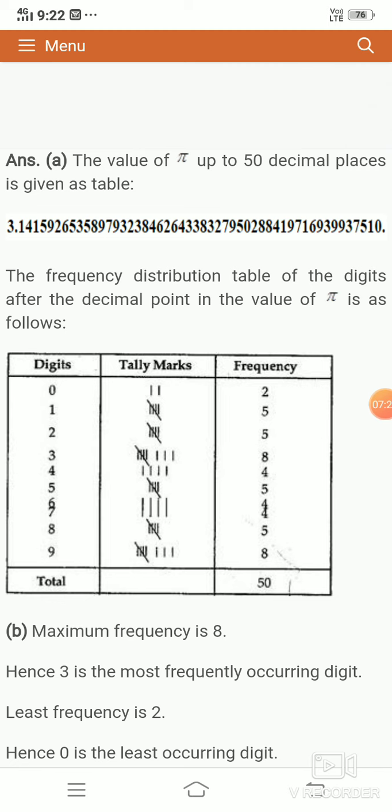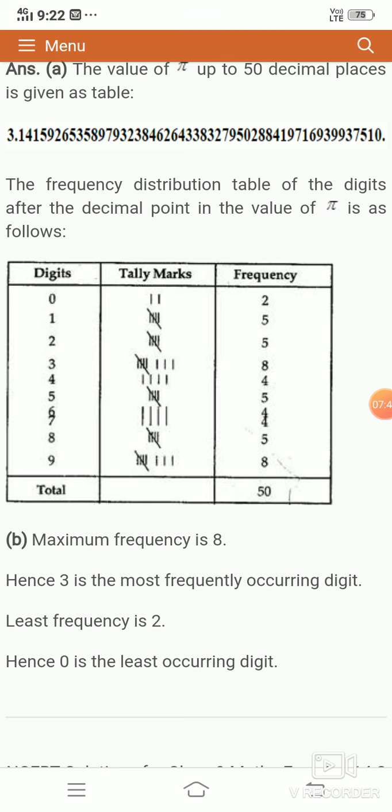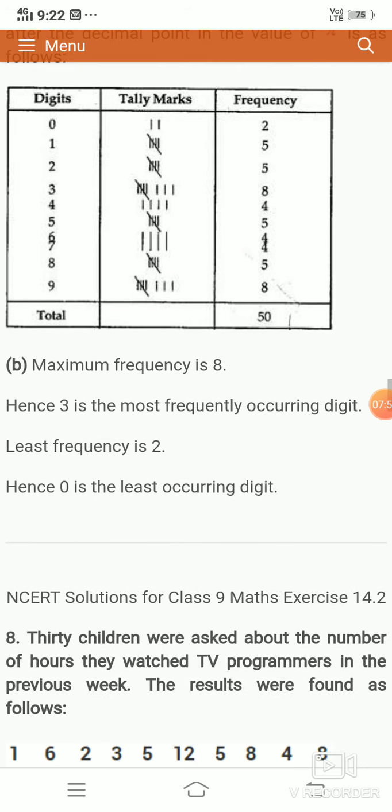So you can analyze the table. The maximum frequency is 8. What it means is that 3 occurs most often, repeated 8 times, and the least frequency is 2. So 0 occurs only 2 times. Hence 0 is the least occurring digit and 3 is the most frequently occurring digit. This is our answer.